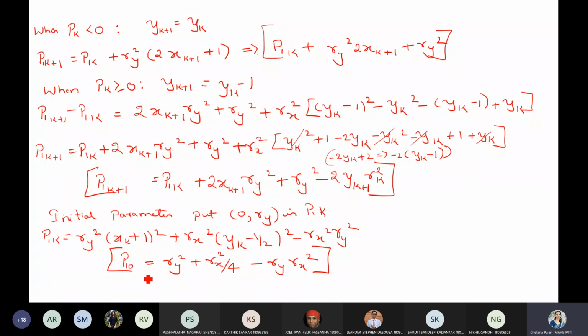So the final value, or the equation which you get, is equal to ry square plus rx square divided by 4 minus ry into rx square. Fine. So this is the equation for the initial parameter. Till here we have discussed in the previous class. If you have any doubt with respect to the derivation, you can ask, because I'm just going to continue with the same derivation now, since we are done with region 1.